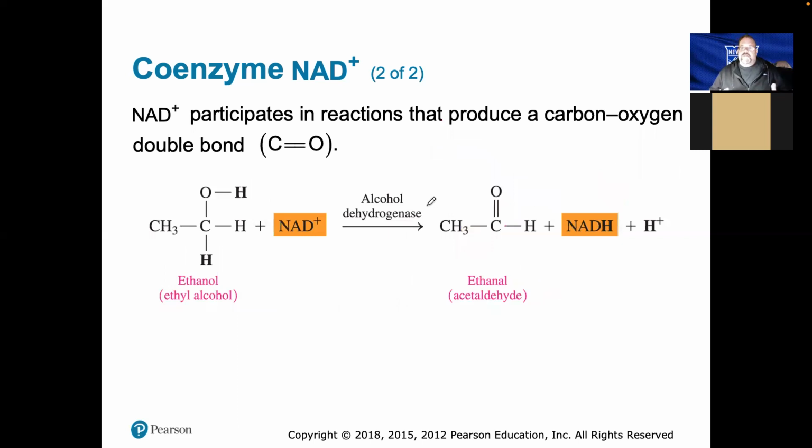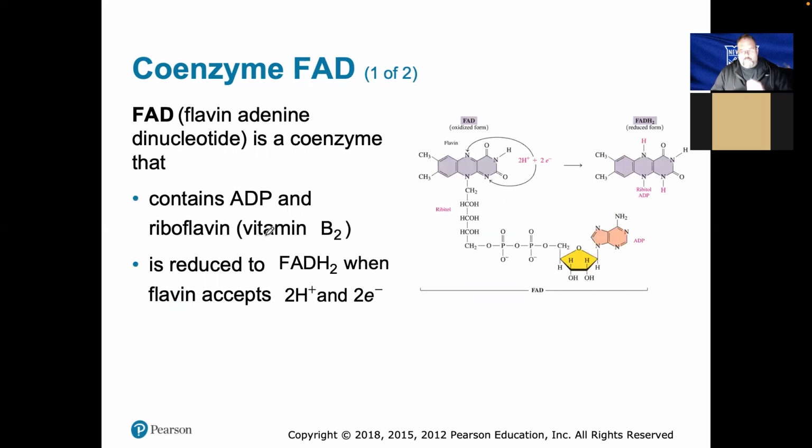NAD plus participates in reactions that produce a carbon to oxygen double bond. So again, we saw this example earlier, the oxidation of ethanol into ethanal using NAD plus, in which the alcohol is oxidized, but the NAD plus is reduced. Okay. Another coenzyme we come across is what is known as FAD. FAD stands for flavin adenine dinucleotide, and it's a coenzyme that contains ADP and riboflavin, which is vitamin B2, and is reduced to FADH2 when flavin accepts 2 protons and 2 electrons.